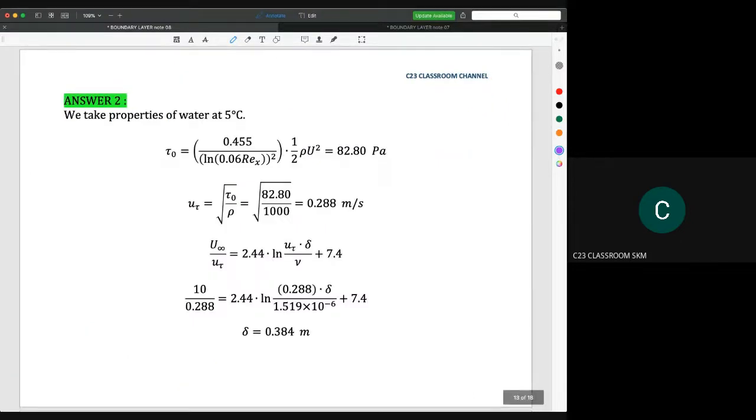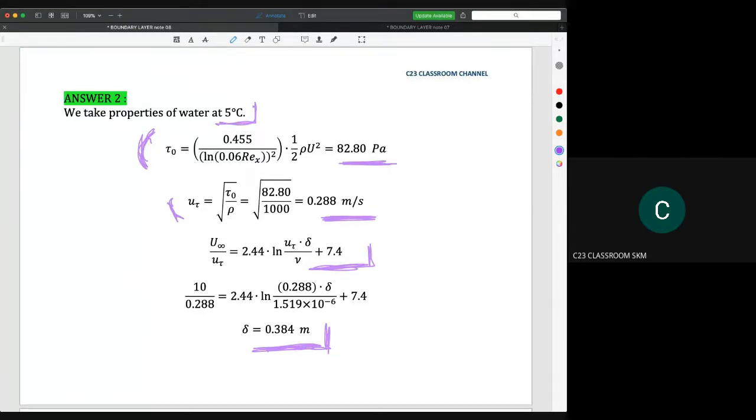So again, let's take the property of water at 5 degrees Celsius. So from that table, we will use the property of water at 5 degrees Celsius. We could calculate the tau naught here by using this equation, and we will get 82.80 Pascal. So we could calculate the shear velocity. The calculation is actually the same as the previous tutorial. So we get 0.288 meter per second. And then we have this equation. We substitute the value, then we could get the delta is 0.384 meter. Okay, this is what we get from the numerical.